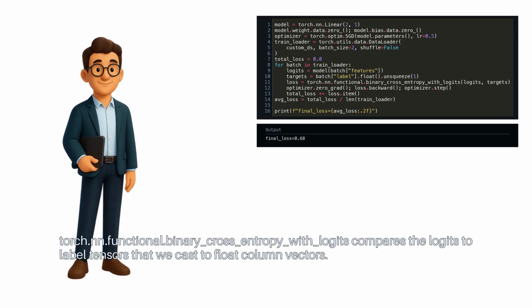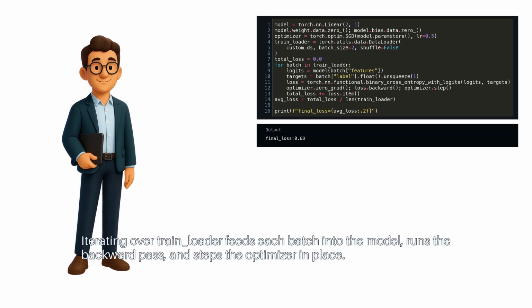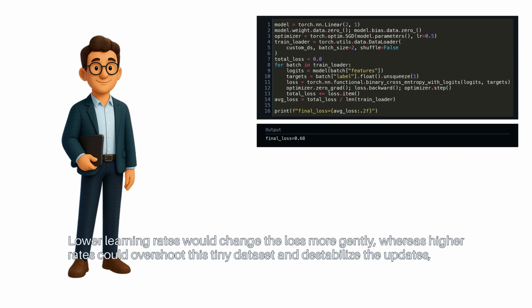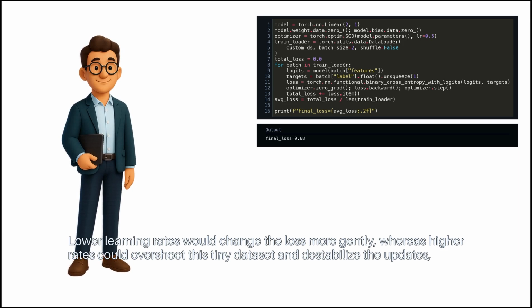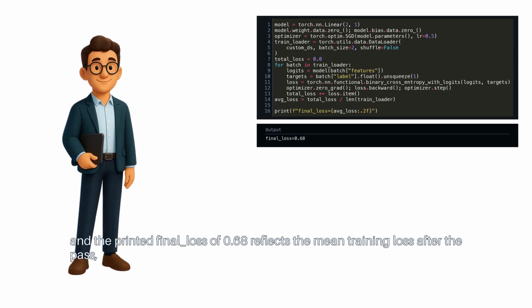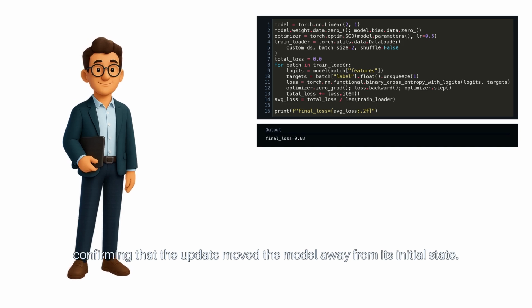torch.nn.functional binary cross-entropy with logits compares the logits to label tensors that we cast to float column vectors. Iterating over the train loader feeds each batch into the model, runs the backward pass, and steps the optimizer in place. Lower learning rates would change the loss more gently, whereas higher rates could overshoot this tiny dataset and destabilize the updates. And the printed final loss of 0.68 reflects the mean training loss after the pass, confirming that the update moved the model away from its initial state.